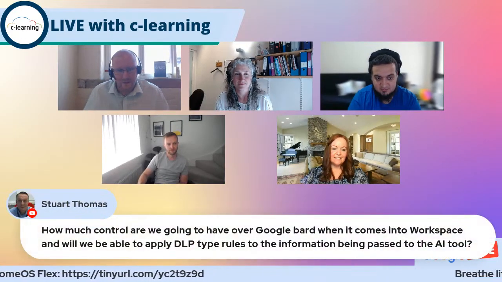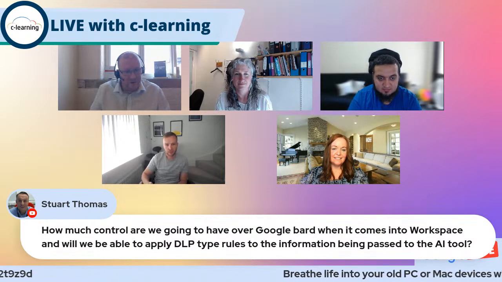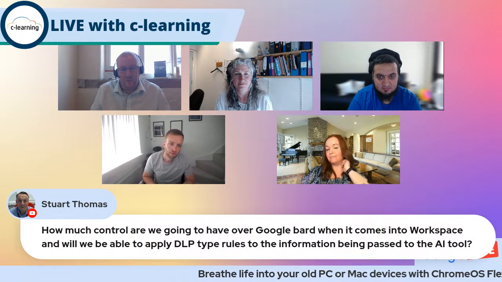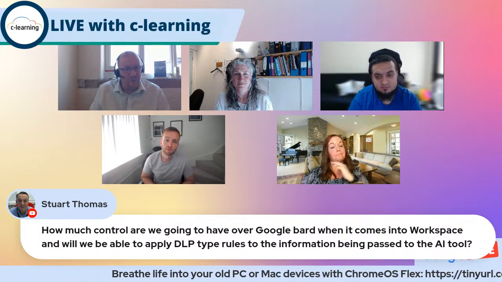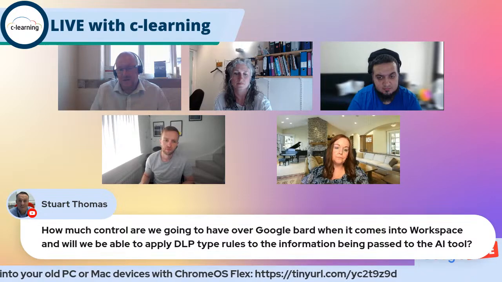So I popped up on screen Steve's question around the backups, because I think you were talking about that at the time. The other question that we've had is coming from Stuart, and that's probably going to you, Ollie, as well. It's how much control are we going to have over Google Bard when it comes to Workspace, and will we be able to apply DLP type rules to the information being passed to the AI tool?